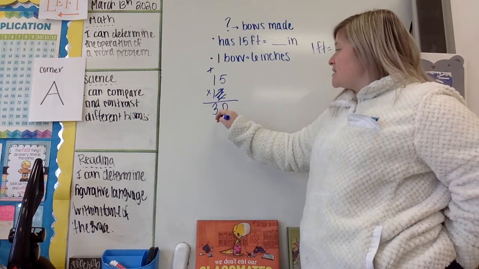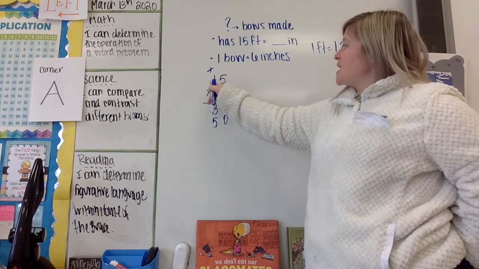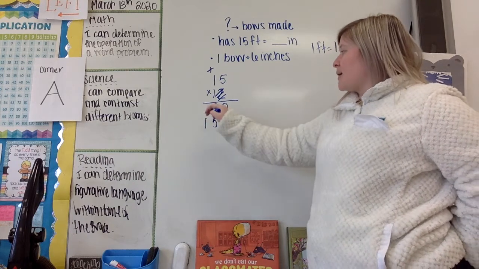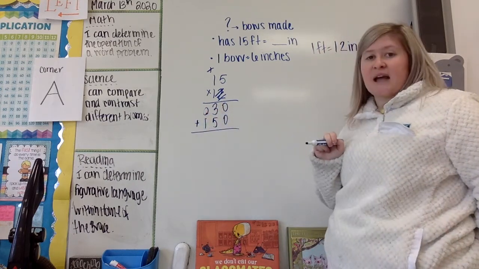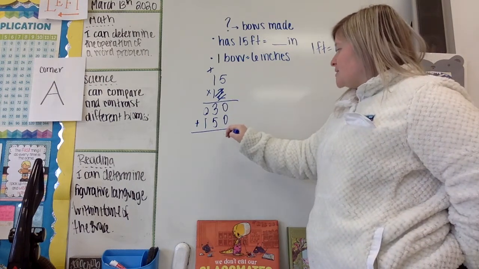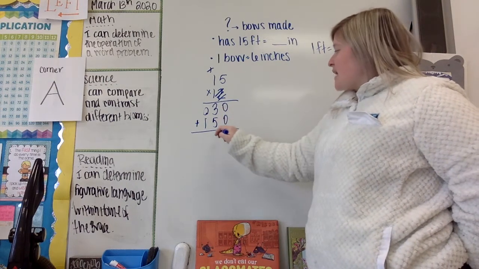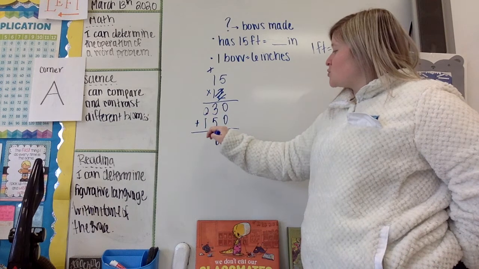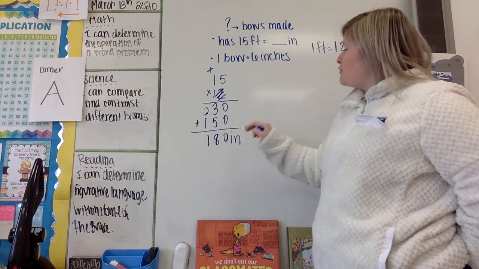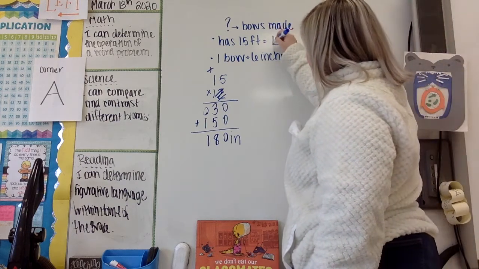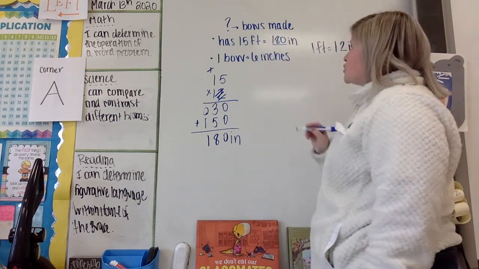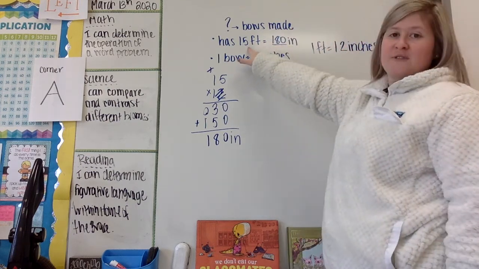1 times 5 is 5. 1 times 1 is 1. Okay. I'm going to add a 0 as a placeholder. Now I'm wanting to add these numbers together for the total. 0 plus 0 is 0. 3 plus 5 is 8. 0 plus 1 is 1. So I know 15 feet is equal to 180 inches. So I'm going to come up here and put 180 inches is equivalent to 15 feet.